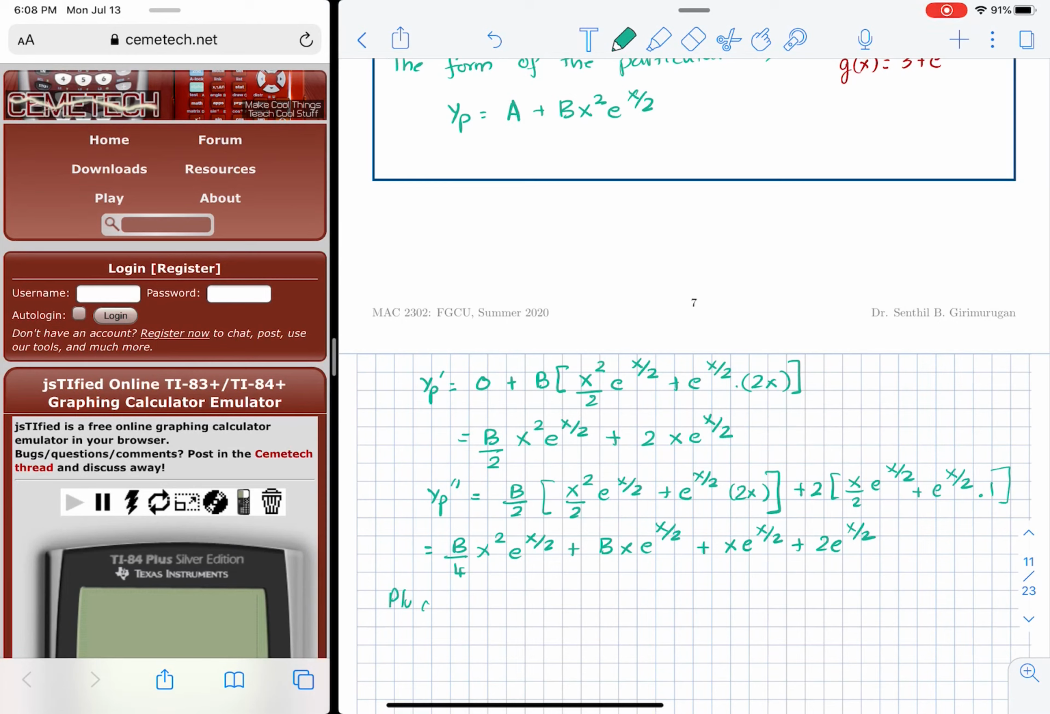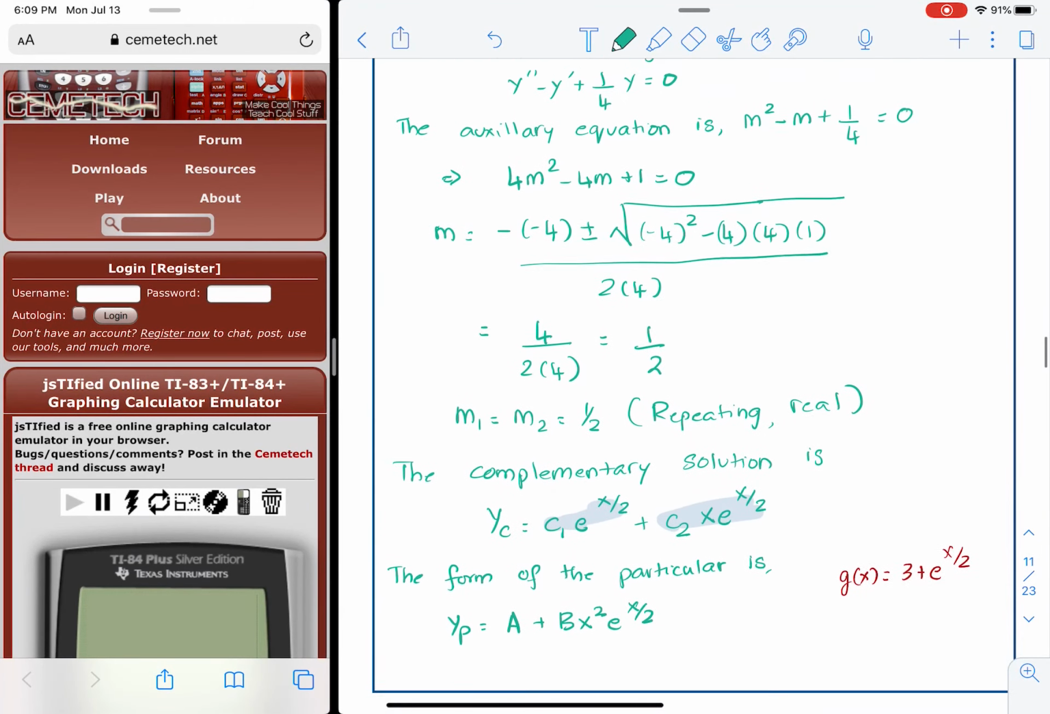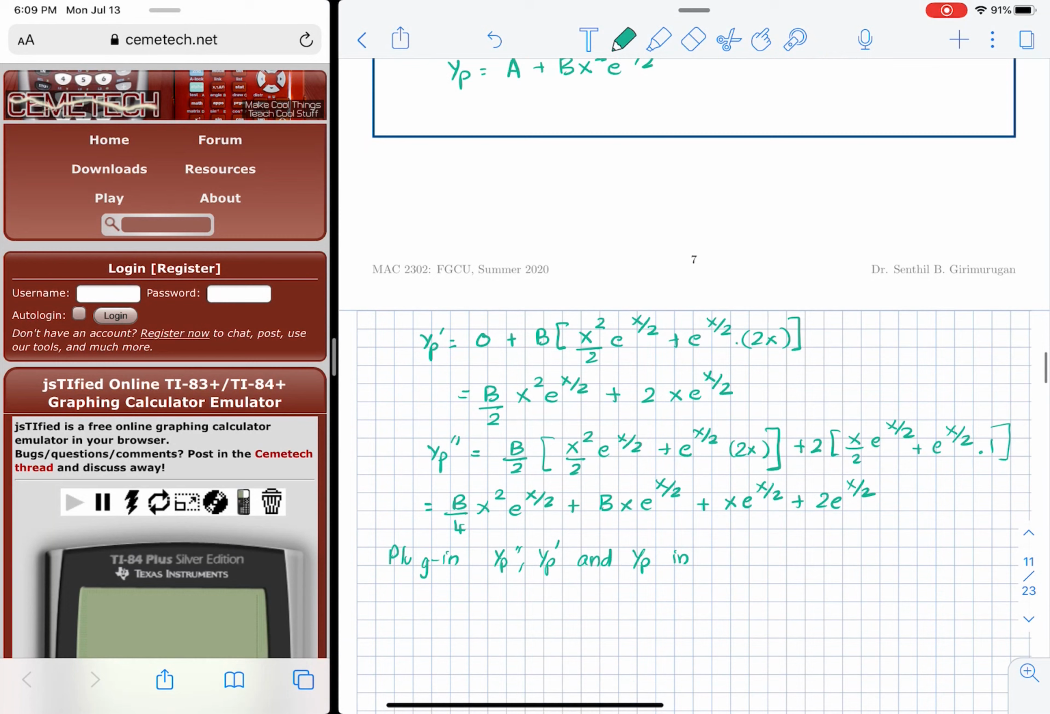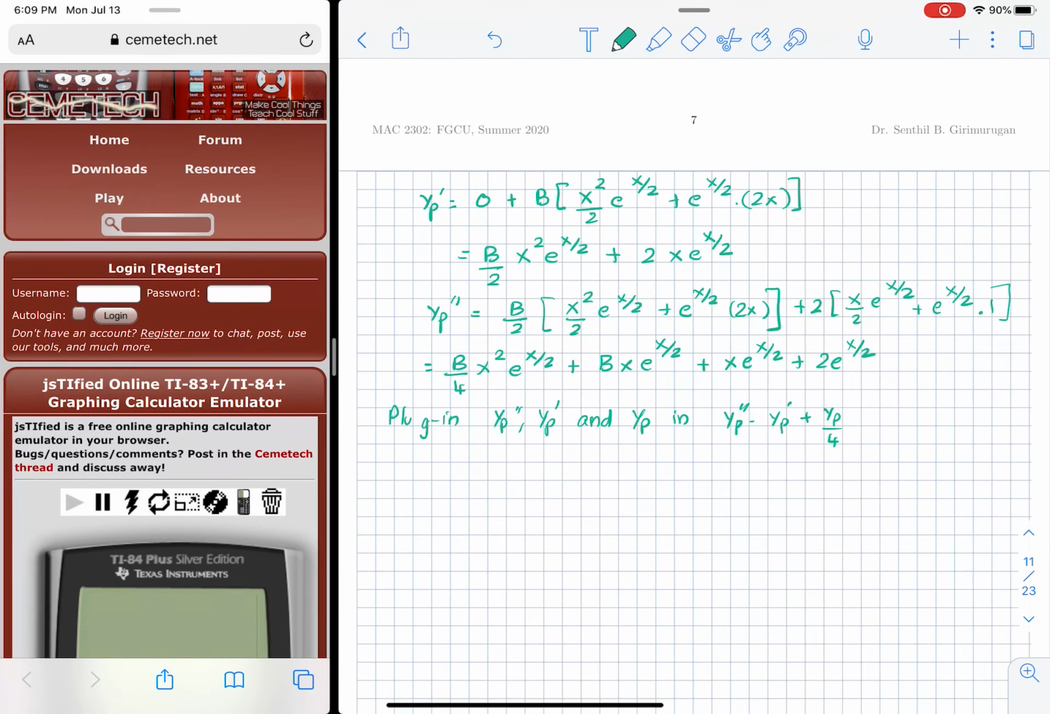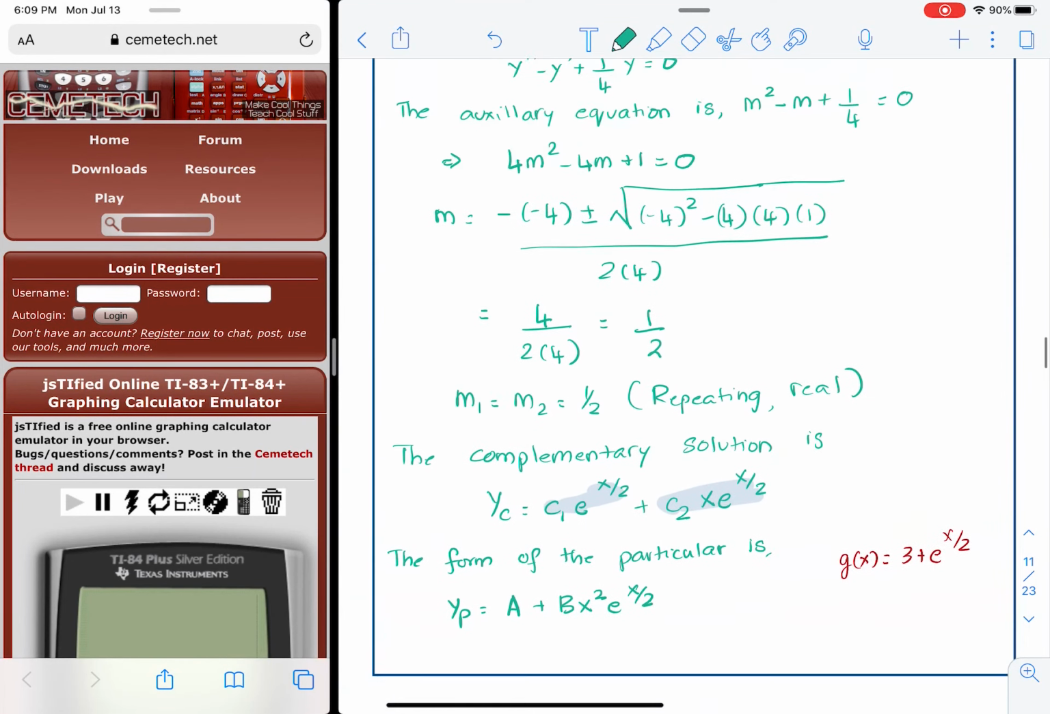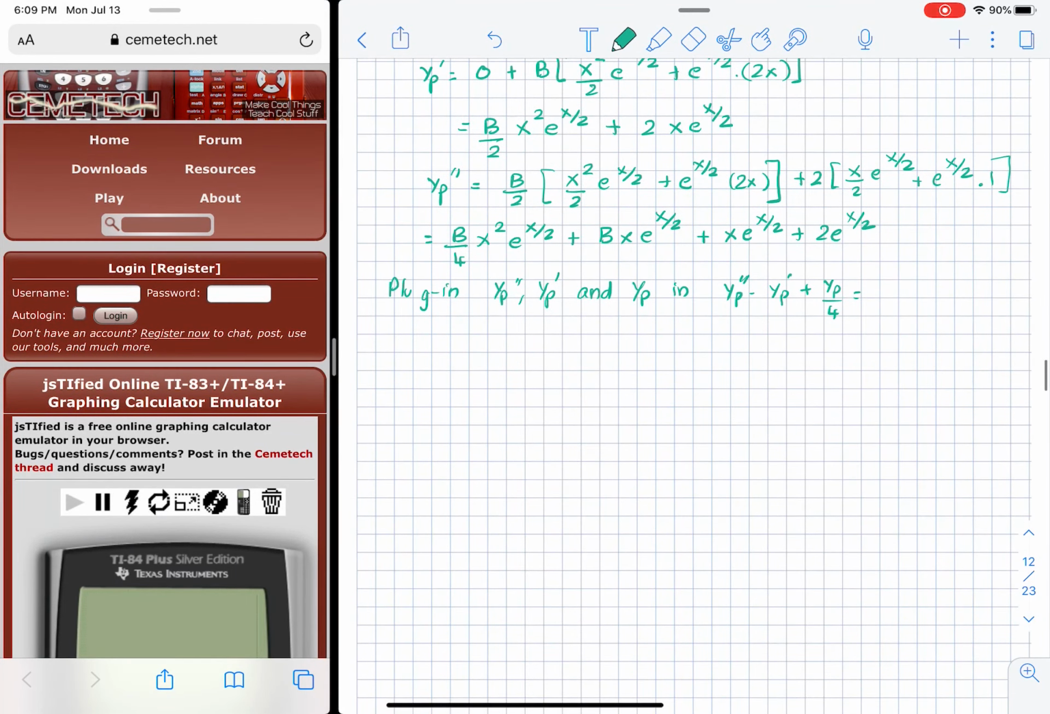Now we have to plug in yp double prime, yp prime, and yp in the given DE, which is yp double prime minus yp prime plus yp over 4. Again, you may say, why am I using yp instead of y? Because we know that a particular solution will satisfy the original DE. So that would equal 3 plus e raised x over 2.